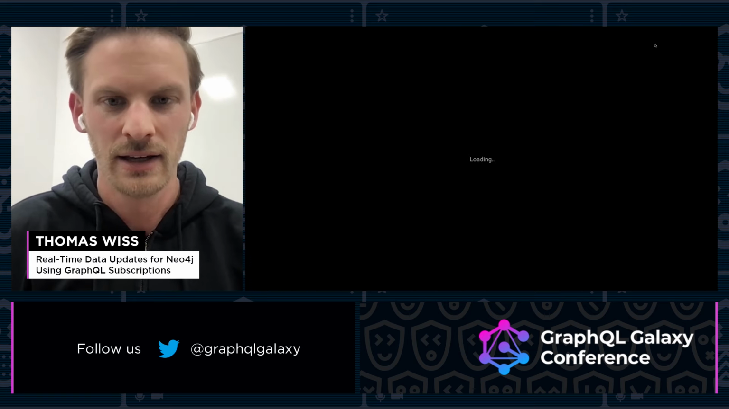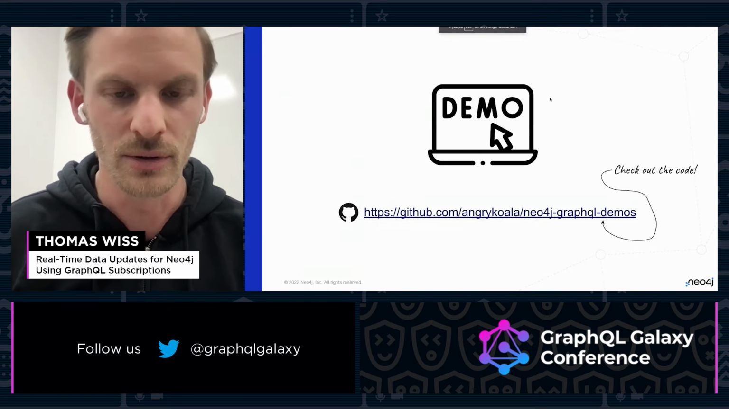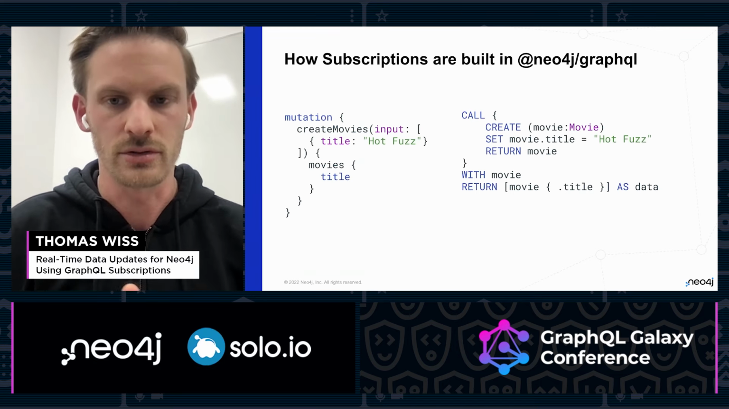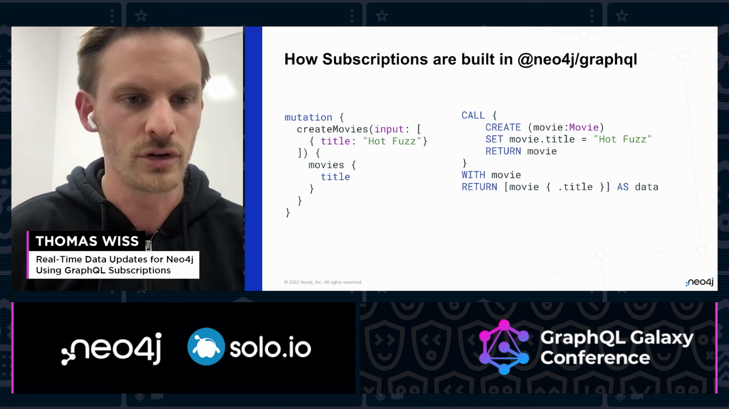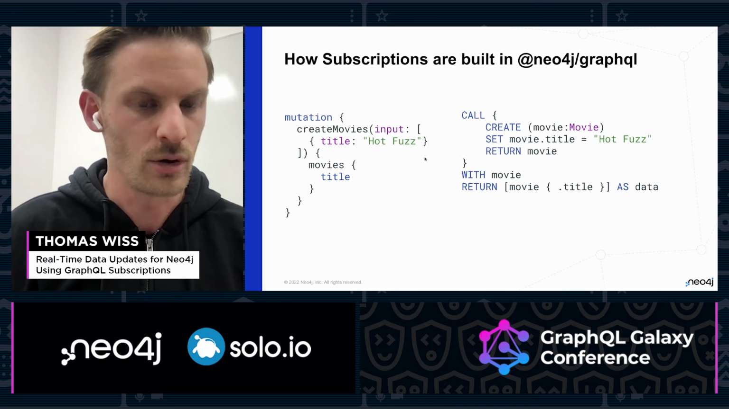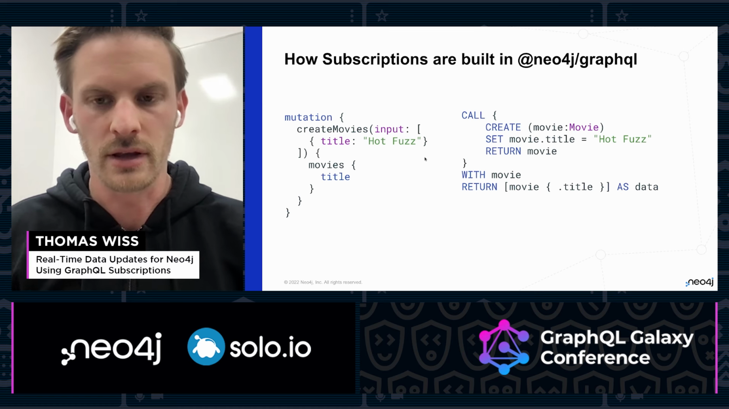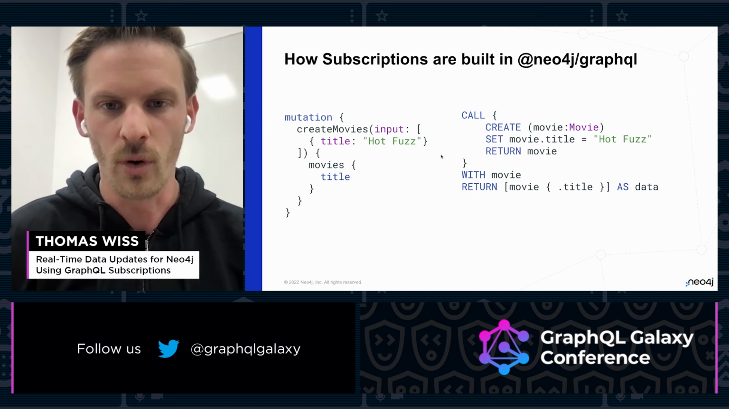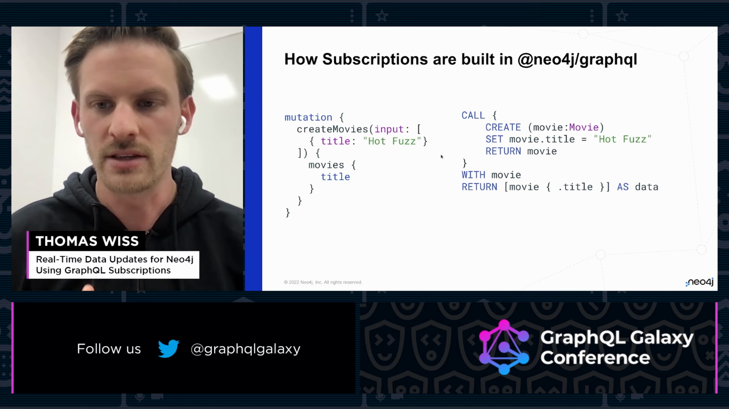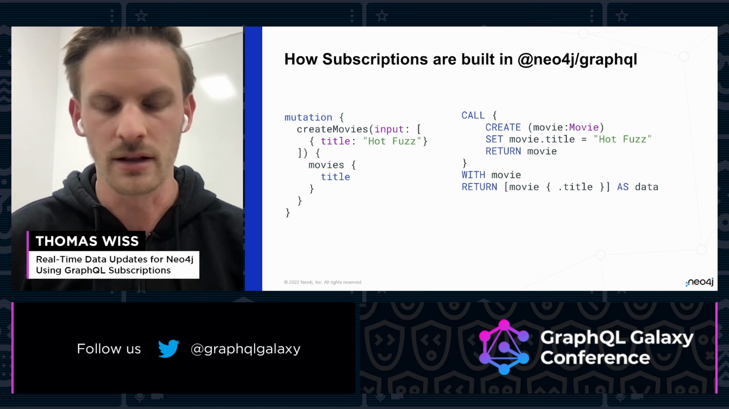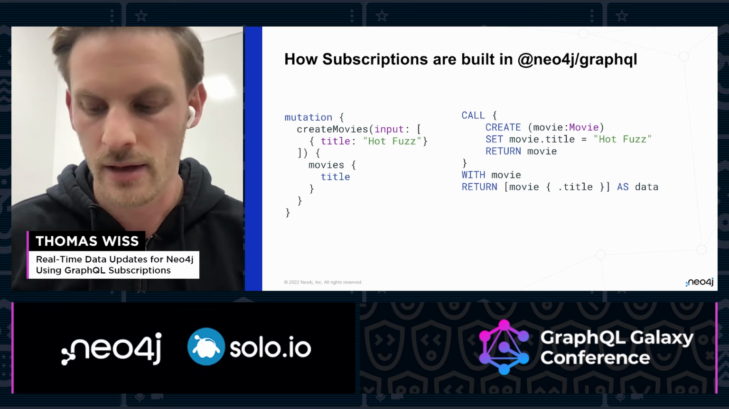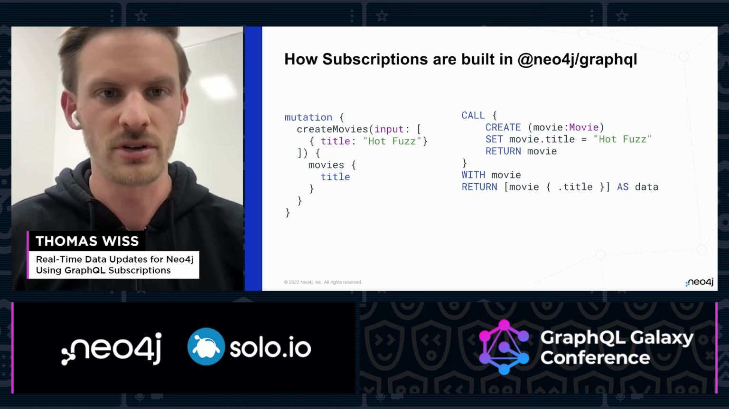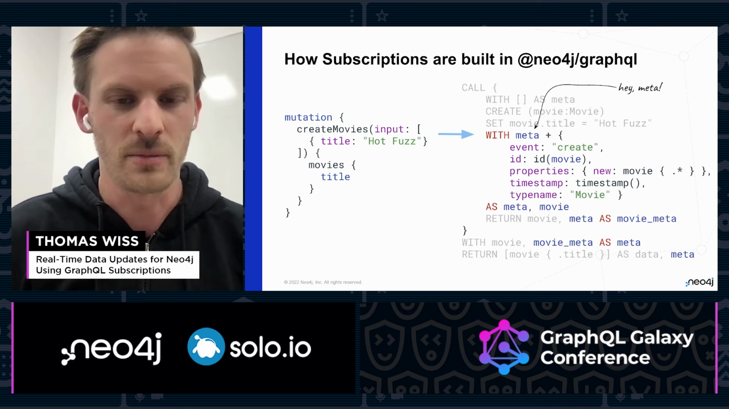So let's head back into the slides. And now they're loaded. If you don't have subscriptions turned on, so just regular GraphQL, if you create a movie on the left-hand side with a GraphQL query, the Neo4j library will create this Cypher query for you. So a CALL subquery, in these brackets, create the movie, set the title, and return it in a fashion that a GraphQL client can understand. But then, as before in the demo, if we turn on subscriptions, we have to add some extra data.